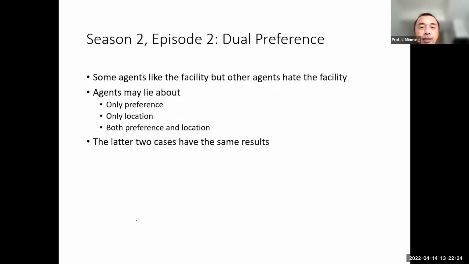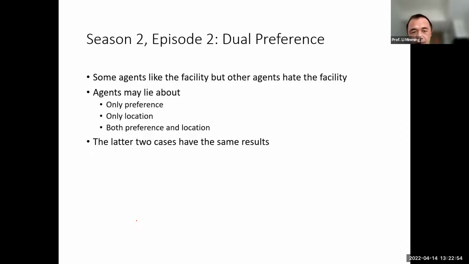Then episode 2 also has a story. Episode 2 is called dual preference. So what's this? The idea is very simple. We know there are people who want to be close to a facility, and there could also be people who want to be far away from a facility. Earlier we talked about these 2 scenarios separately, but is it possible to talk about these 2 at the same time, in the same setting, with the same facility?